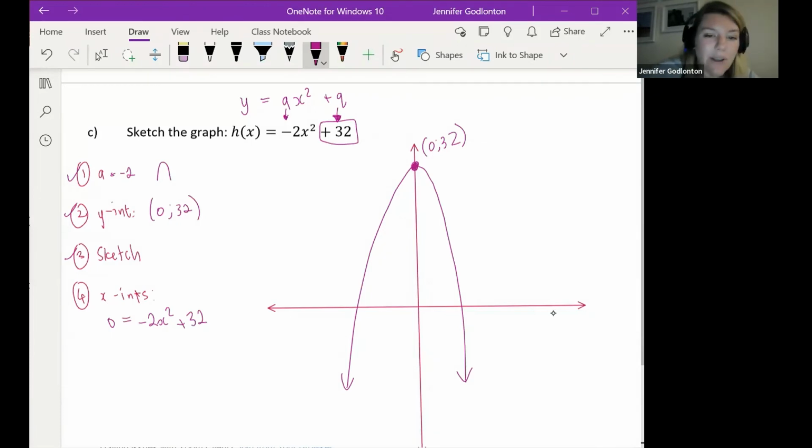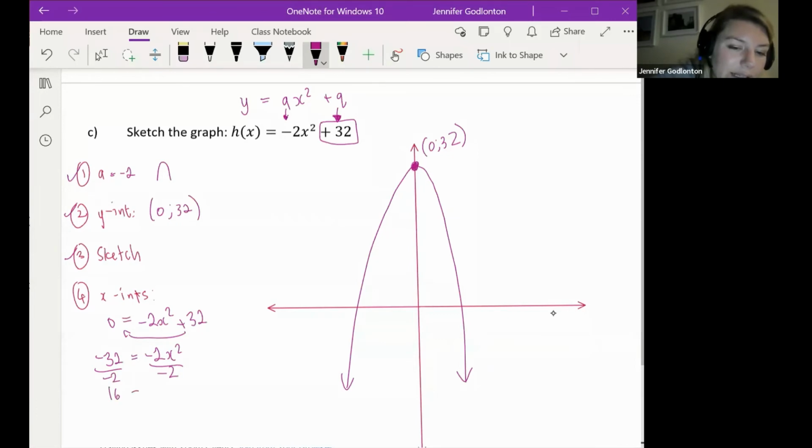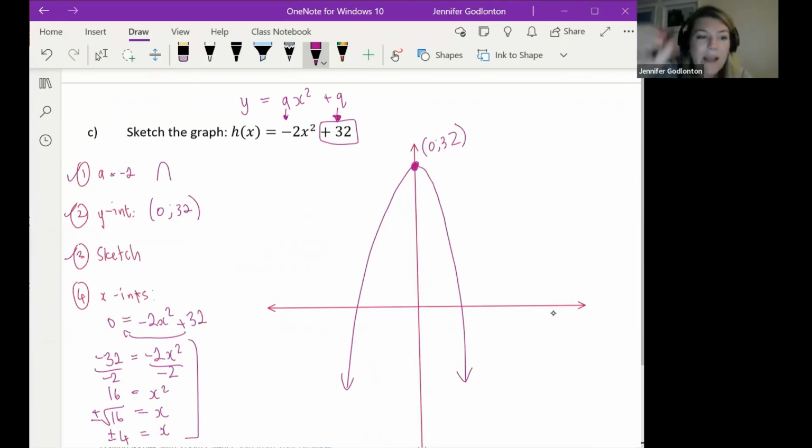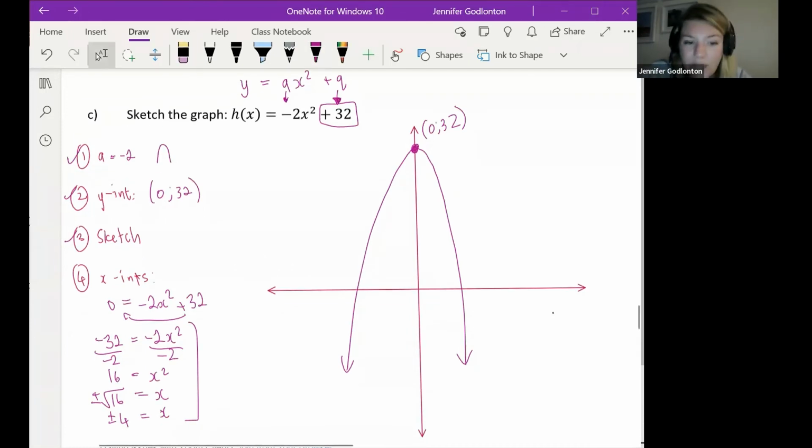If we were looking for this, we could move our 32 over and say that negative 32 is equal to negative 2x squared, divide by negative 2, and so 16 is equal to x squared. And then when we square root 16, we have to have a plus and a minus, which means x would be plus or minus 4. So you are allowed to do it that way if you don't forget the plus and minus. If you forget the plus and minus, you're not allowed to do it this way.